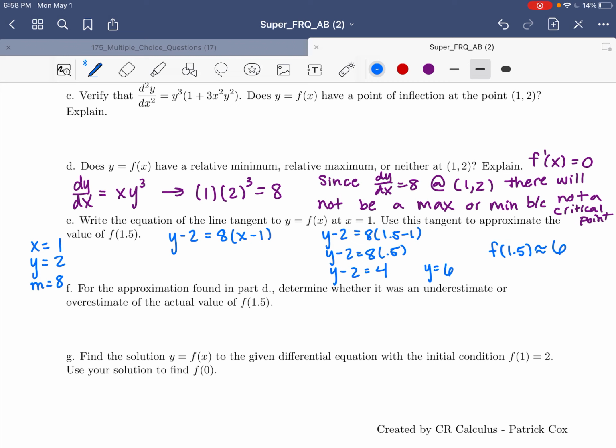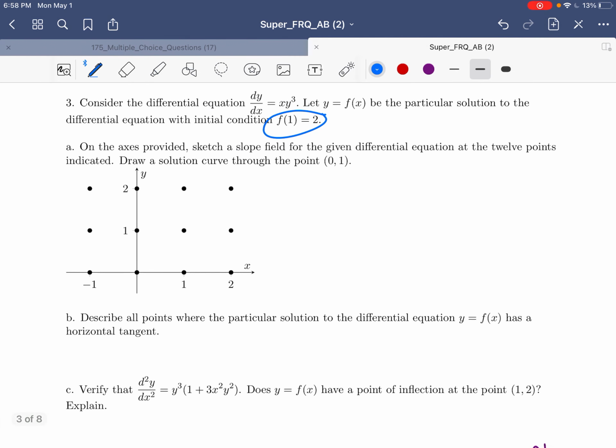All right, now we need to figure out if this is an underestimate or an overestimate. And essentially this all just depends on if f is increasing or decreasing, because it matters about concavity. So concave up, f prime is going to be increasing. Concave down, it's going to be decreasing. So looking at this, we know where 1.5 is. It's going to fall right here.